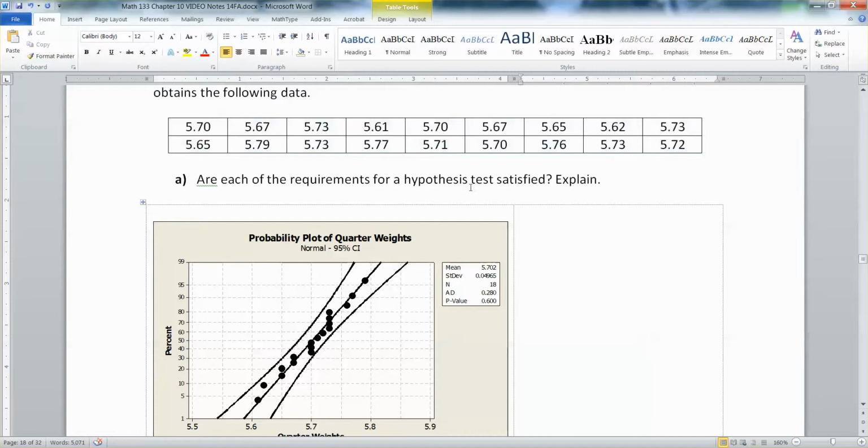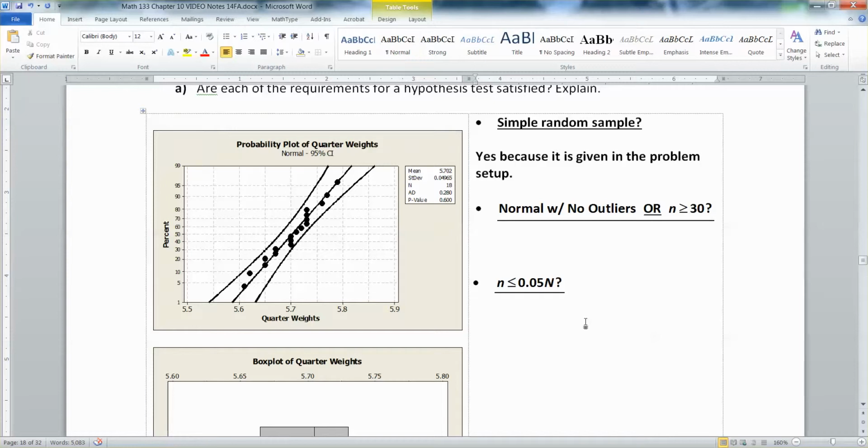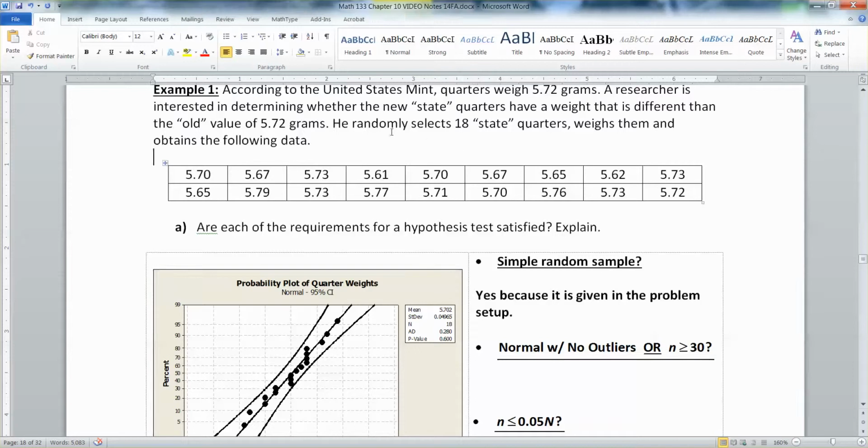So are each of the requirements for a hypothesis test satisfied? Explain. All right, so let me type up the requirements. I'll be right back. All right, there they are. So the first requirement is that we have a simple random sample. So do we have that? And the answer is yes, because it states right here that they're randomly chosen. So this is a random sample, given in the problem setup, right there, that word random.